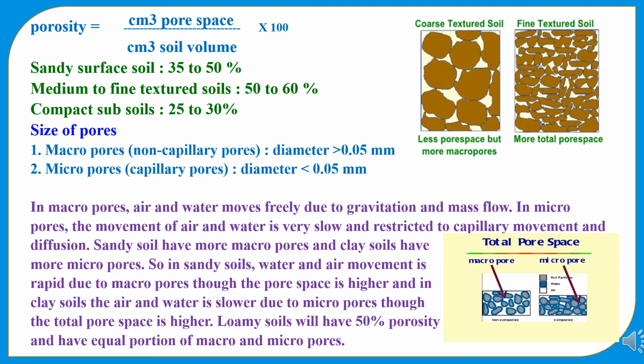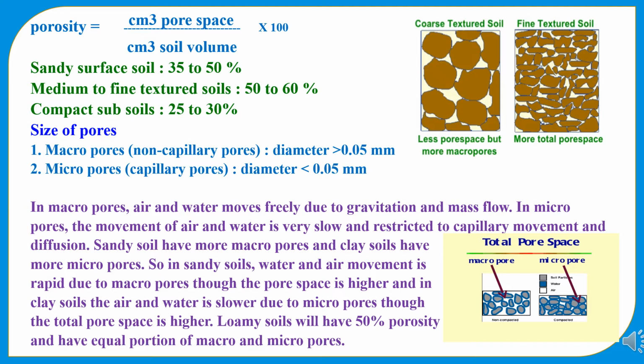On the basis of the size of pores, it is categorized in two types. First one is macropores, which are also known as non-capillary pores, where the diameter is more than 0.05 millimeters, and second is micropores, which are known as capillary pores, where the pore space diameter is less than 0.05 millimeter. In macropores, air and water move freely due to gravitation and mass flow. In micropores, the movement of air and water is very slow and restricted to capillary movement and diffusion. Sandy soils have more macropores and clay soils have more micropores.